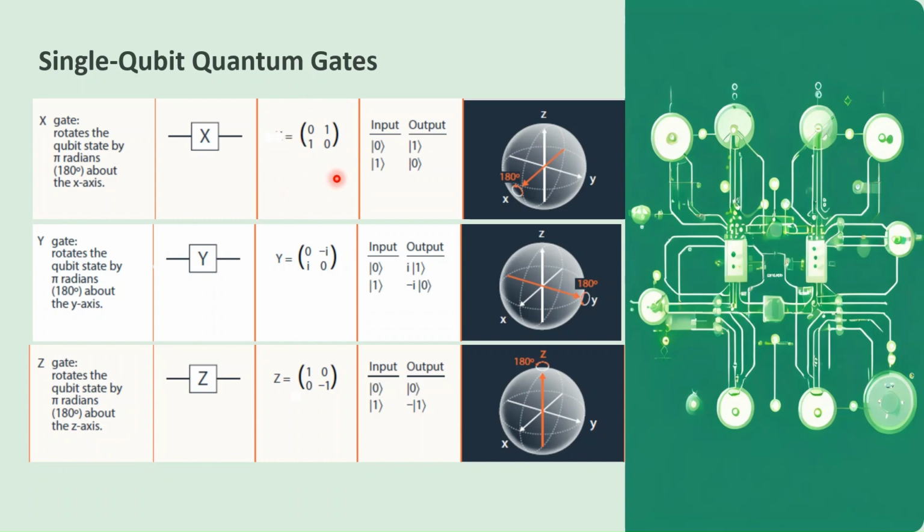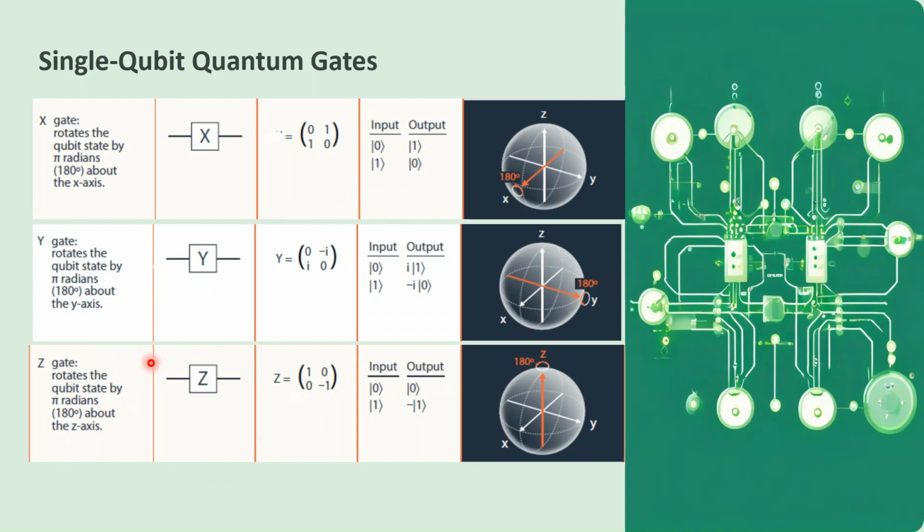It is a 2 by 2 matrix, and if we apply the X gate on the zero state, we get one, and vice versa. This is the X gate. The Y gate rotates the qubit state by pi radians, which is 180 degrees, about the y-axis. This is the circuit representation, and this is the matrix, and this is the input and output with an imaginary part. The Z gate rotates the qubit state by 180 degrees about the z-axis.